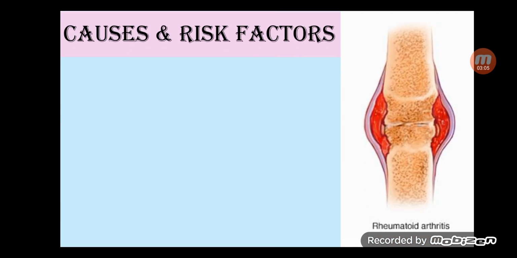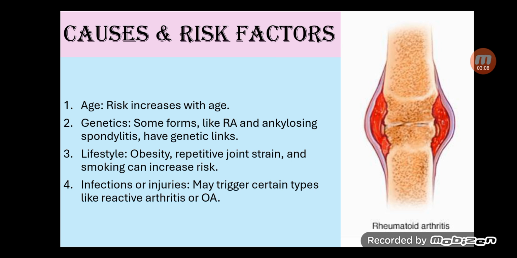Now let's talk about the causes and risk factors of arthritis. Causes and risk factors include age. The risk of arthritis increases with age. Now let's talk about genetics. Some forms like rheumatoid arthritis and ankylosing spondylitis have genetic links. Then lifestyle: obesity, repetitive joint strain, and smoking can cause increased risk of arthritis. Then infections or injuries may trigger certain types of reactive arthritis.